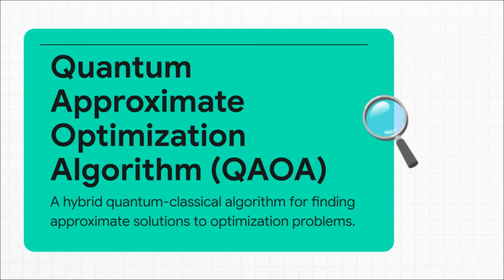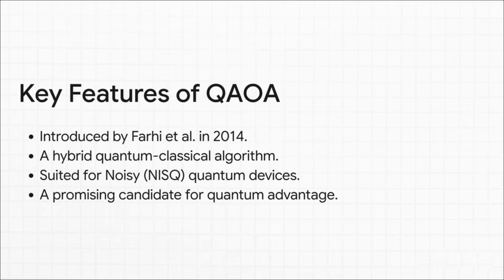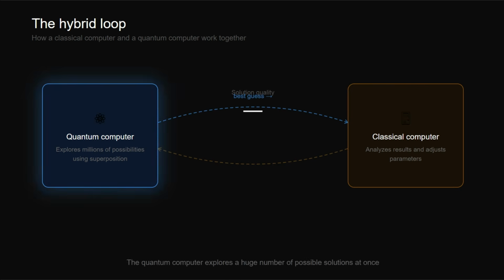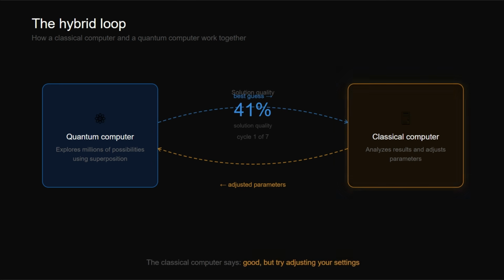What makes QAOA so interesting is that it's a hybrid. Think of it as a team-up. It uses a classical computer to do the heavy lifting and the strategizing, and it uses a quantum computer for what it does best, exploring a mind-boggling number of possibilities all at once. This teamwork means that the quantum part of the job can be kept short, which is a huge advantage because today's quantum computers are still kind of noisy and prone to errors. So let's pop the hood and see how this partnership works.